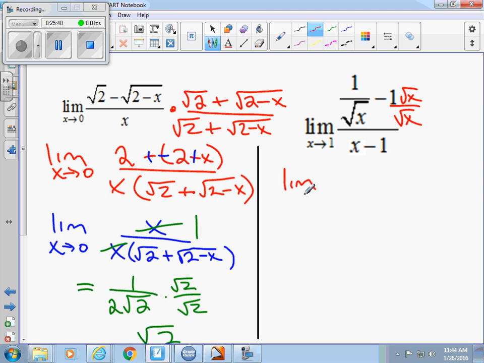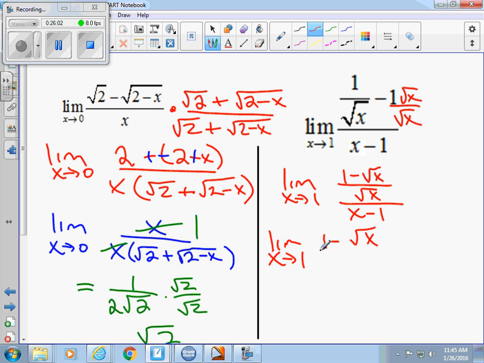So I get the limit as x approaches 1 of 1 minus the square root. We did plug in, yes. Make sure you do. Flip and multiply. And I get 1 minus the square root of x over the square root of x times 1 over x minus 1.